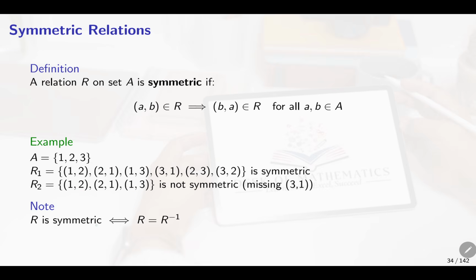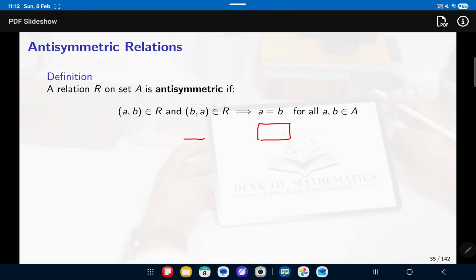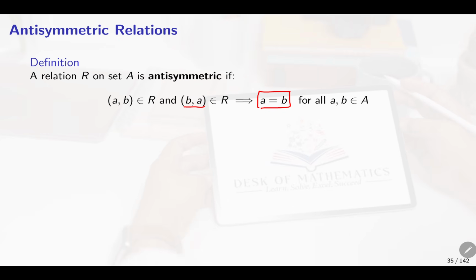Okay, so R is symmetric, that means its inverse relation should be the same. Clear? So what is antisymmetric? A relation on any set A is said to be antisymmetric if (a, b) belongs to R, and possibly if it is symmetric, that means (b, a) is there, then a should be equal to b. That means the symmetric counterpart will only come if the element is related to itself only.